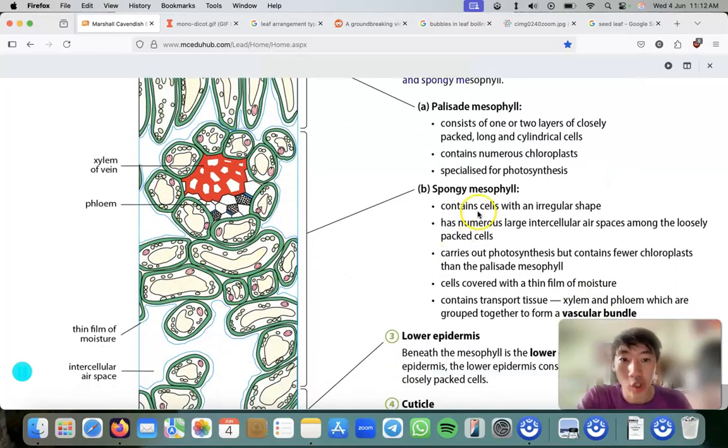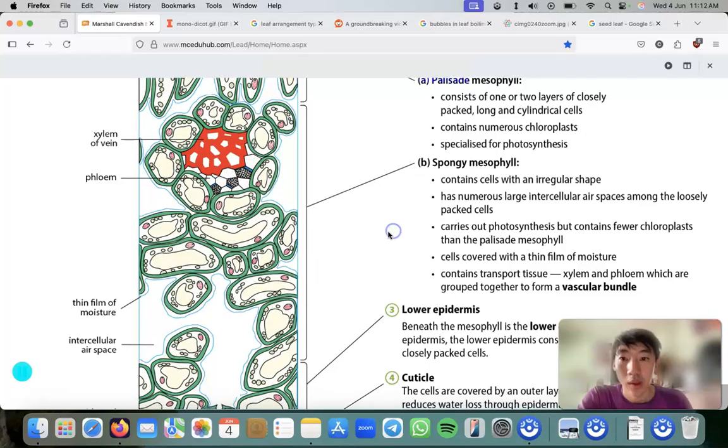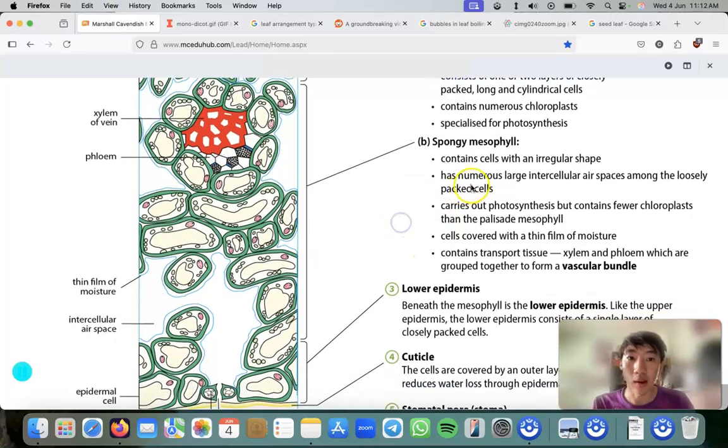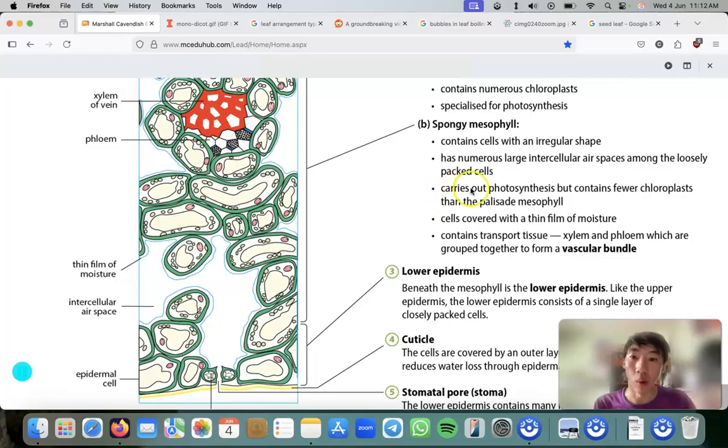Now let's talk about the spongy mesophyll cells. These spongy mesophyll cells contain cells with a very irregular shape. They are curved slightly in different directions. And because of this irregular shape, they create a lot of space in between them, right? We have these large intercellular air spaces amongst the loosely packed cells. These cells also have chloroplasts, right? They can carry out photosynthesis, but they have fewer chloroplasts as compared to the palisade mesophyll tissue or cells.